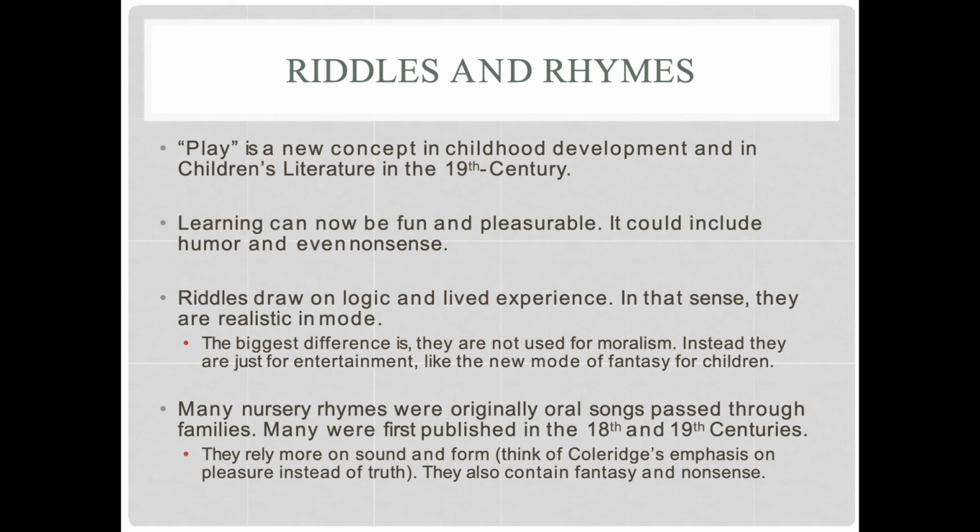I want us to distinguish between riddles and rhymes now, to think about how these two different types of literature really became literature, first of all, and how they were constructed for a child's point of view during the 19th century. So riddles in particular were not necessarily a child's form. They tended to be circulated in adult circles as well, and they draw on logic and lived experience. So in that sense, they are realistic in mode. In order to decipher a riddle, you have to understand what objects exist in the world, what experiences can be had by people, and be able to put these different things together to, if you will, deduce the answer, right?